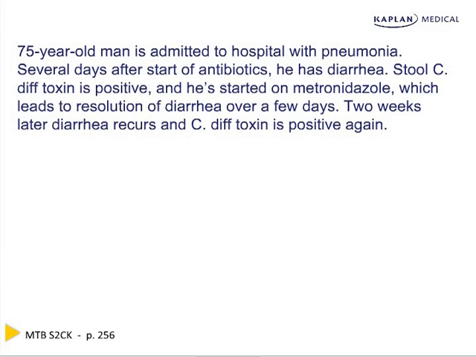A 75-year-old male is admitted to the hospital with pneumonia. Several days after starting antibiotics, he has diarrhea. A stool C. diff assay is positive. He's then started on metronidazole, which leads to the resolution of his diarrhea over a few days. 2 weeks later, however, his diarrhea recurs and the C. diff toxin is positive again. What's the next best step?